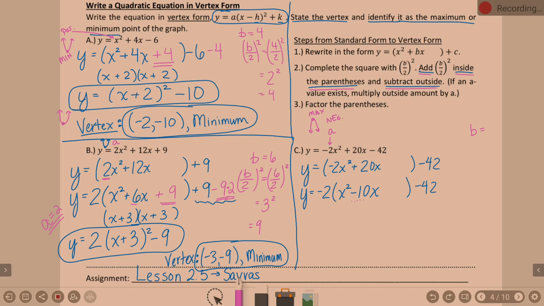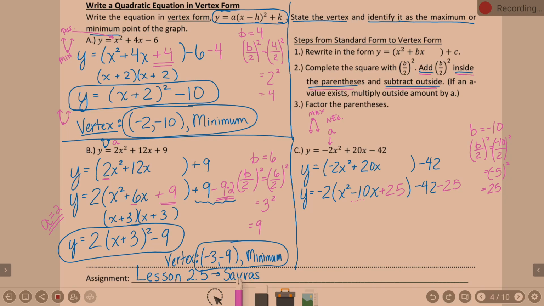I know, negative doesn't really matter for what we're doing, but b divided by 2 squared. Negative 10 divided by 2 squared. Negative 10 divided by 2 is negative 5. Negative 5 squared is 25. Okay. What are we doing with that 25? Adding on the inside square. Okay, we're going to add the 25 inside, and we're going to subtract the 25 outside.